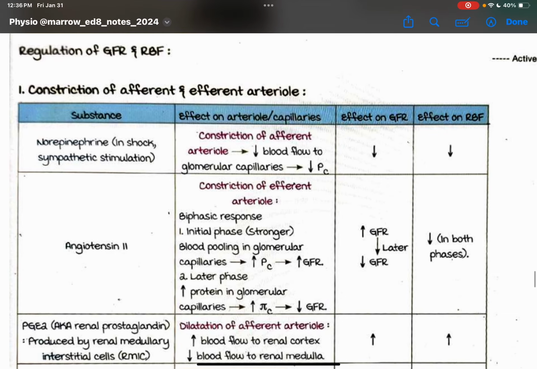Regulation of GFR and renal blood flow. Constriction of afferent and efferent arterioles. Substance: norepinephrine, in shock and sympathetic stimuli. Effect on arterioles and capillaries: constriction of the afferent arteriole decreases blood flow to the glomerular capillaries and decreases PC. Effect on GFR: decreased. Effect on renal blood flow: decreased.